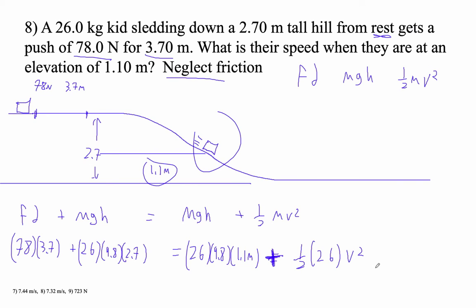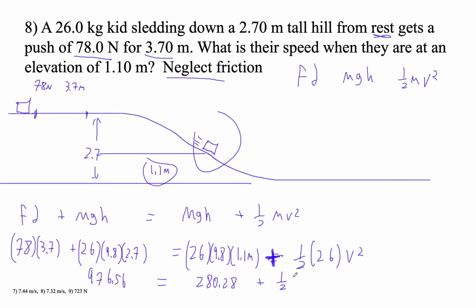Seems like we solve for v a lot, you know? It's because we really care about how fast stuff is going, right? So force times distance, so work plus potential turns into potential plus kinetic, okay? So the entire left side, if I do this, 78 times 3.7, okay, plus 26 times 9.8 times 2.7. The entire left side here is 976.56. And then this term here, 26 times 9.8 times 1.1. This term here is 280.28.